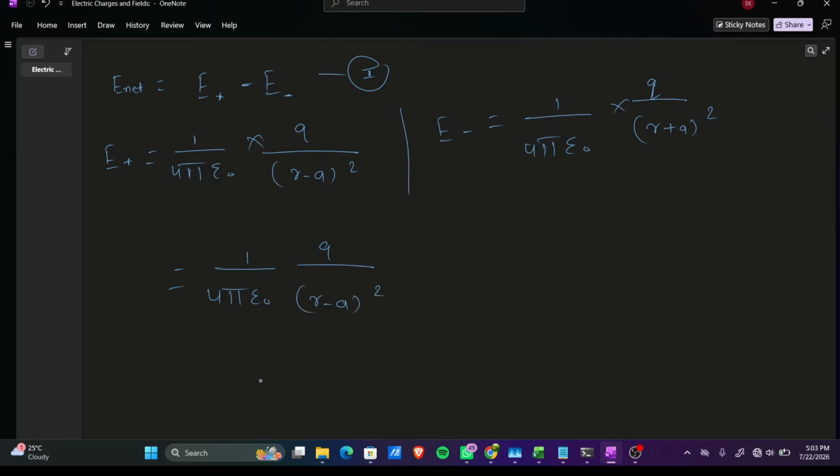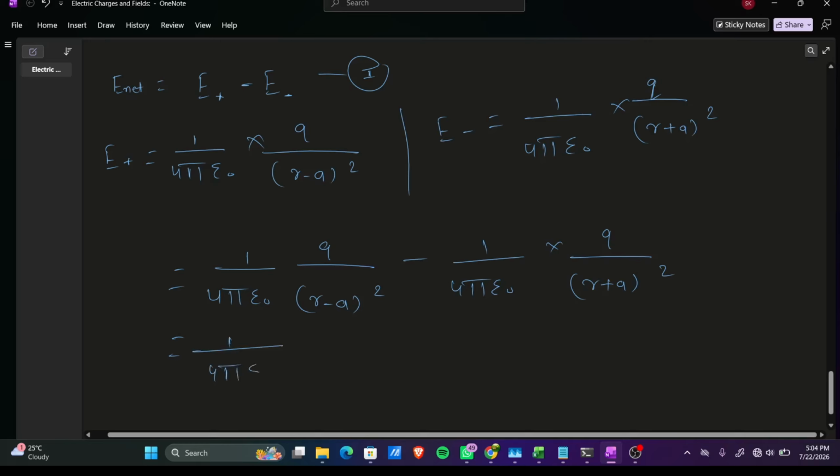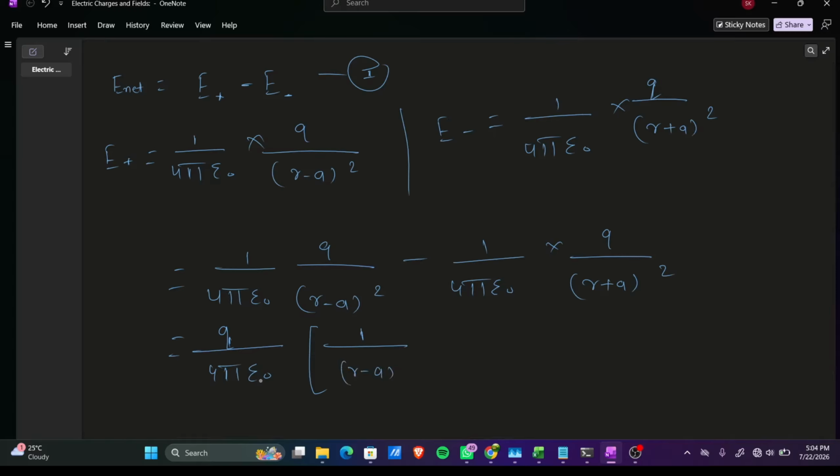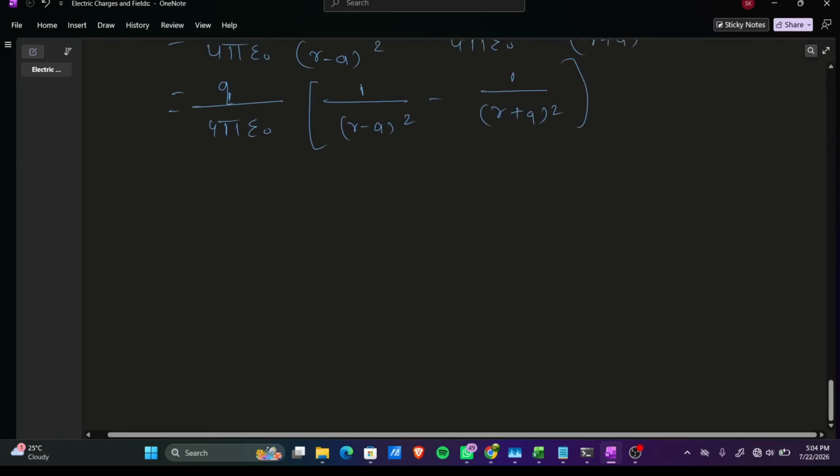So what we are doing, we are putting these values into equation number 1. So 1 upon 4 pi epsilon naught, this is q by (r plus a) whole square. So what I can do is take out 4 pi epsilon naught, and also take q common from these two, and inside we will be left with 1 upon (r minus a) whole square minus 1 upon (r plus a) whole square. Okay, now it is just a simple calculation, and we will do it.